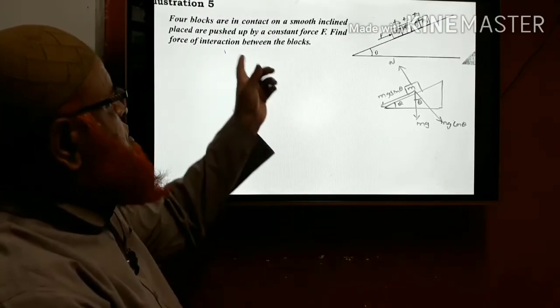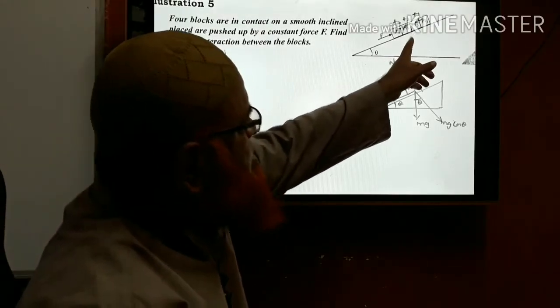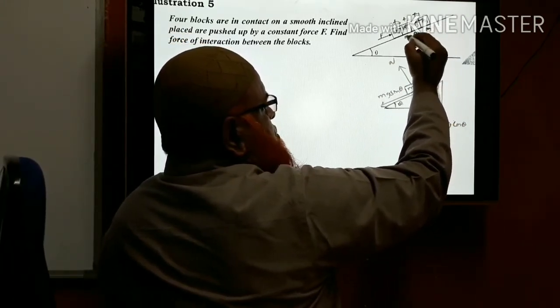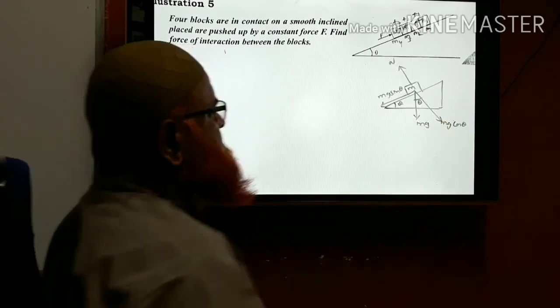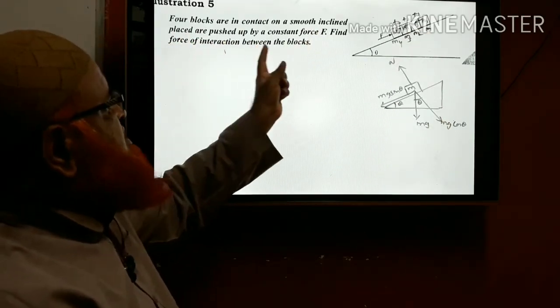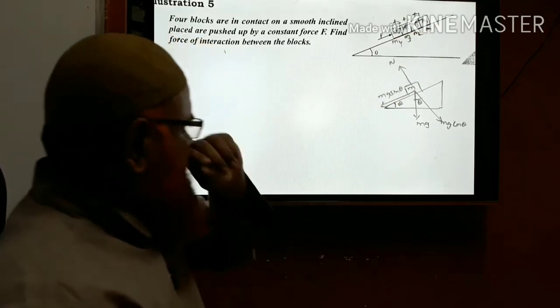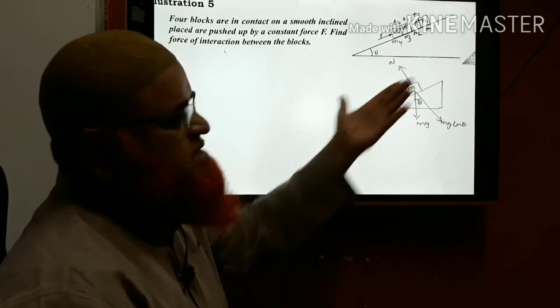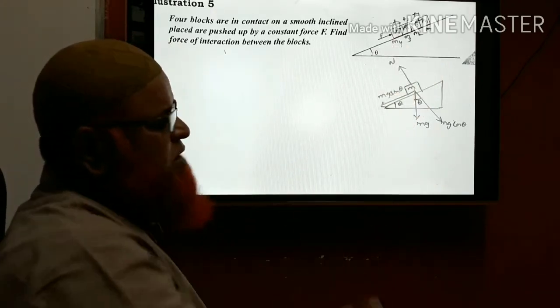Okay, so now let us discuss the next problem here. There are 4 masses M1, M2, M3 and M4. In this question it is asked to find the force of interaction between the blocks. Previously we discussed the horizontal case. Now it is a case where there is an inclined plane.